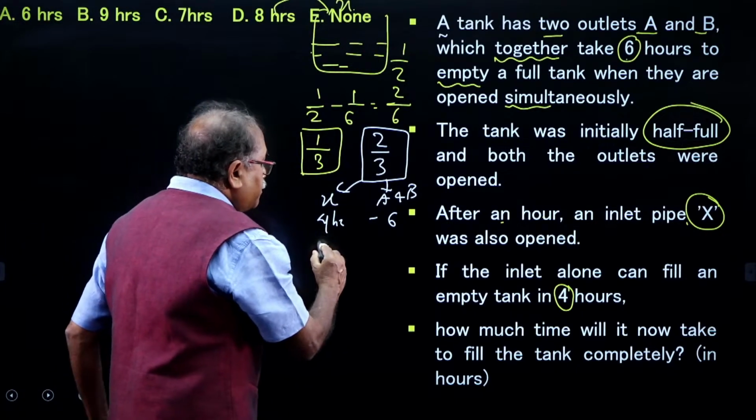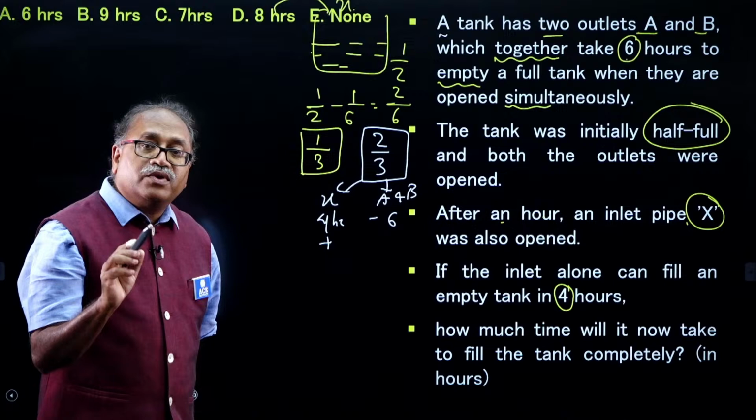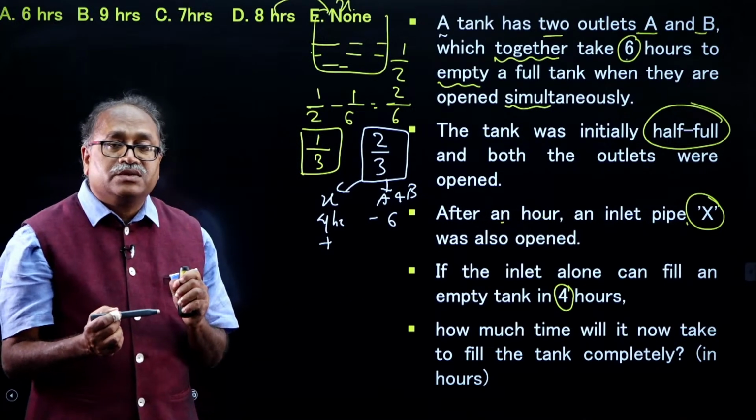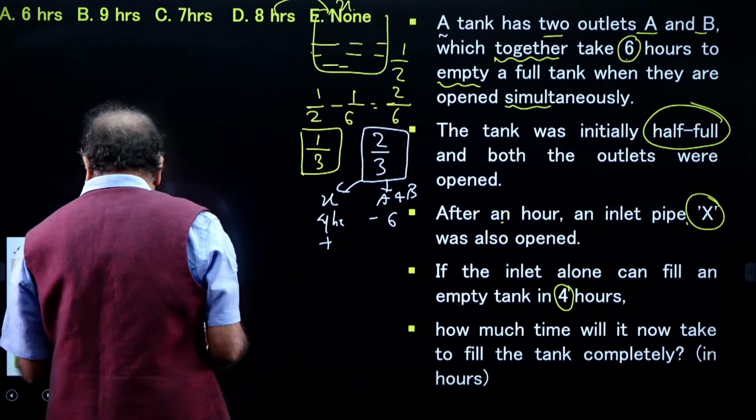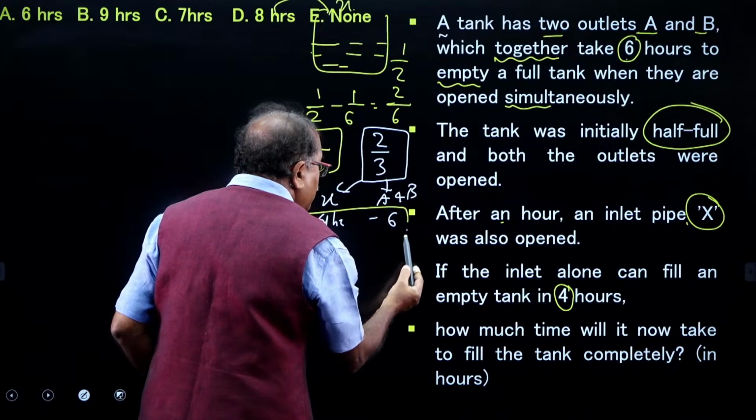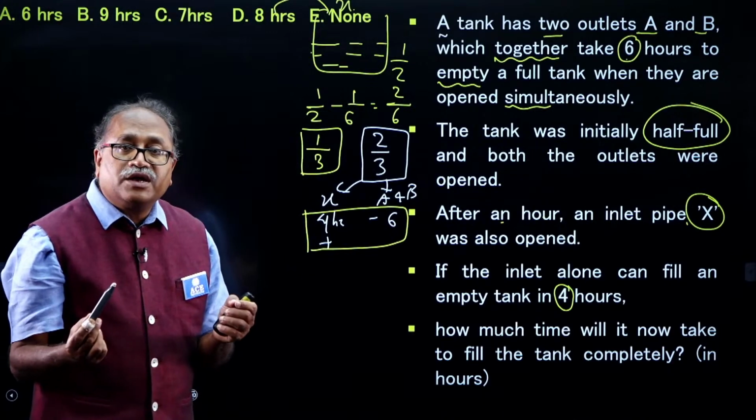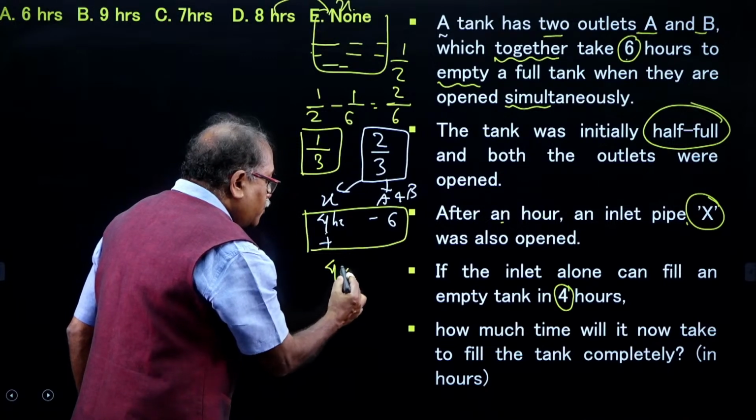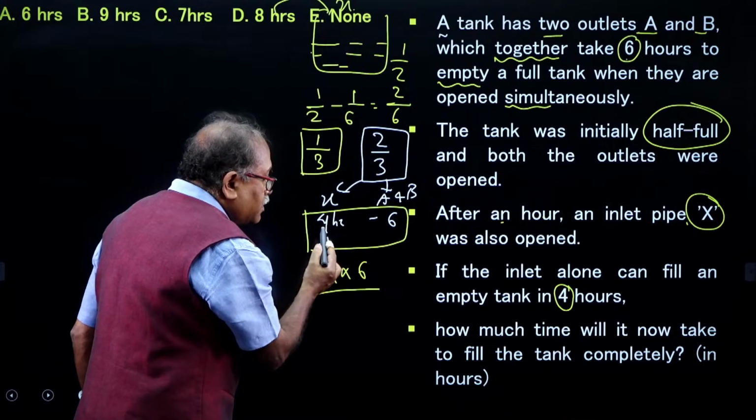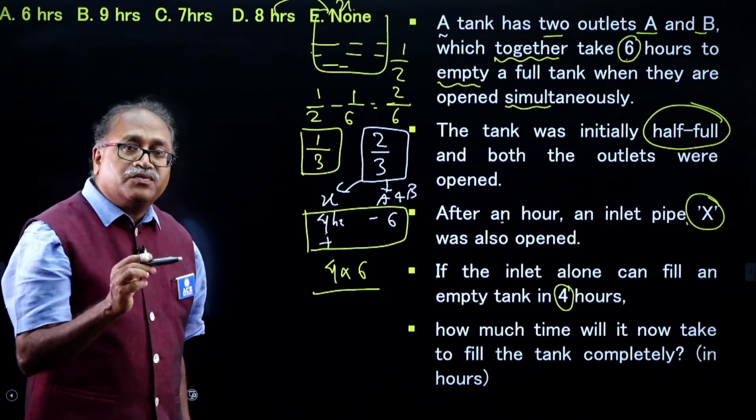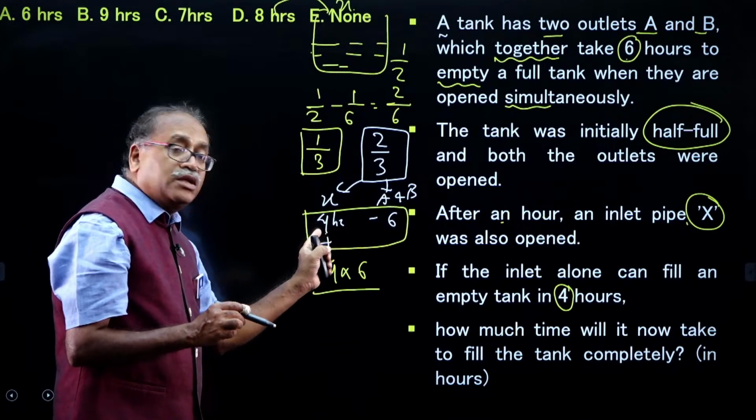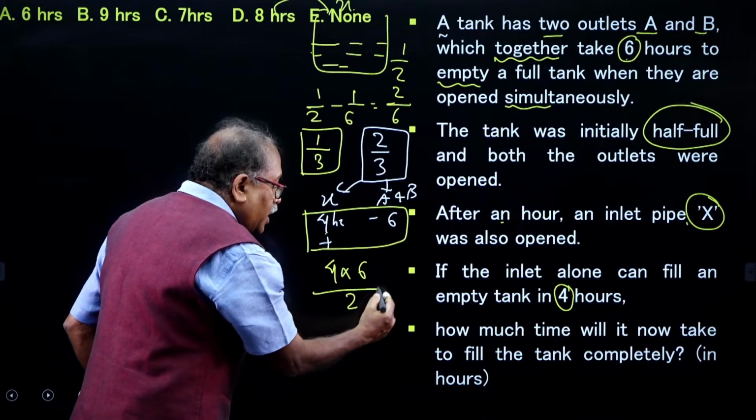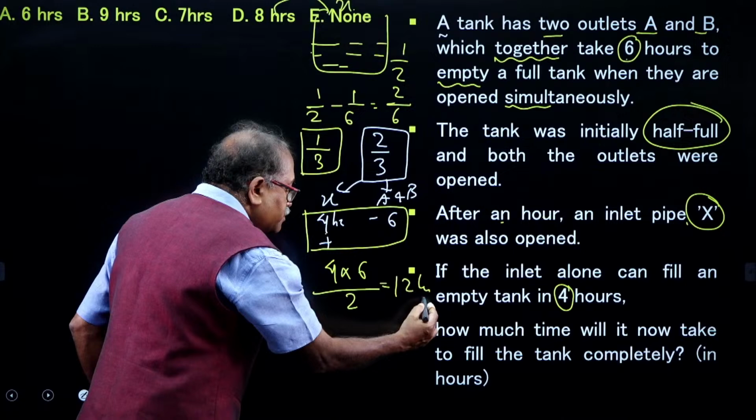When this is a filling tap which can fill a tank in 4 hours, and this is an empty tap which can empty the whole tank in 6 hours, then when both are opened, how much time will it take to fill the tank? The time is 4 into 6 by 6 minus 4, which we learned in the fundamentals. 6 minus 4, not 6 plus 4, because it is emptying. 6 minus 4 is 2, and it takes 12 hours.